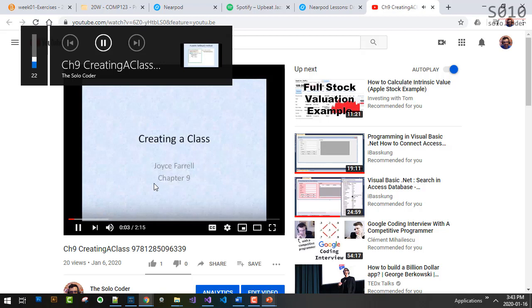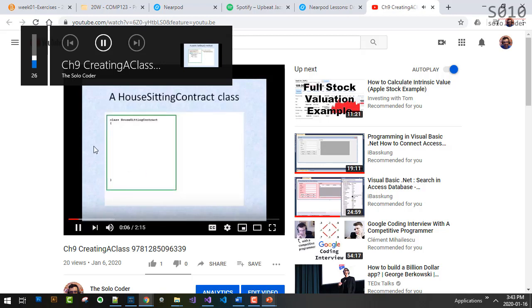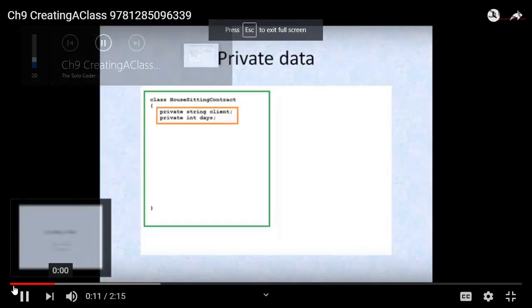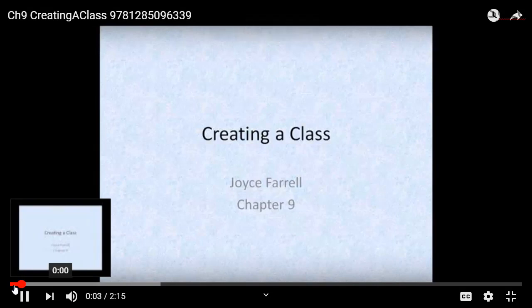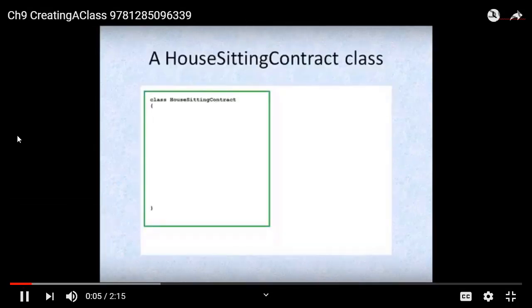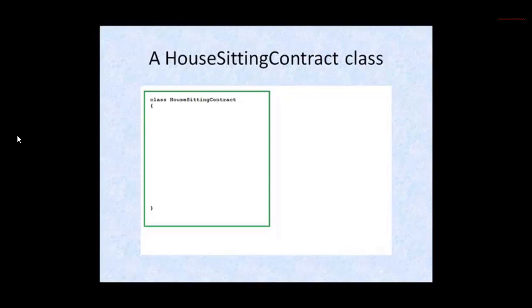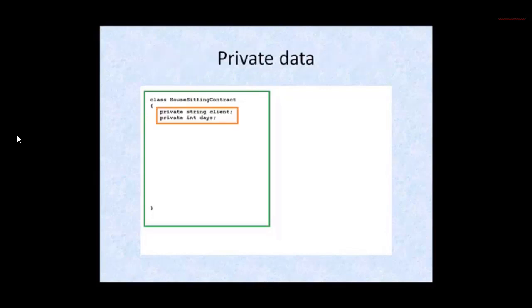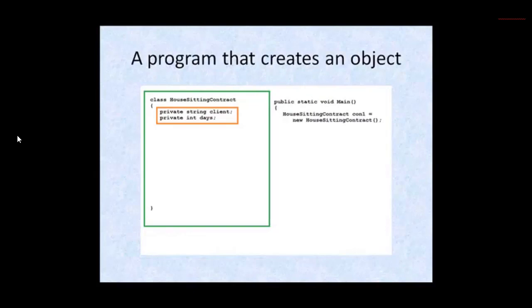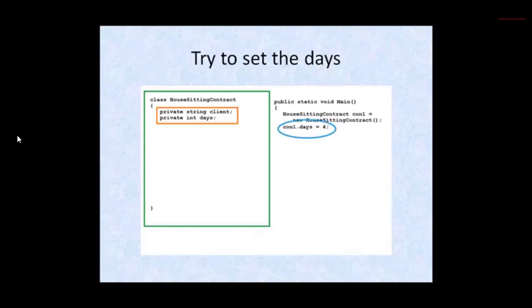Let's look at creating a class. Suppose you run a house-sitting business and you decide to create a house-sitting contract class. You might decide that fields that you need in the class are the client's name and the number of days that the contract extends. Suppose in another class you're writing a main method that declares a house-sitting contract object named con1. You might attempt to set con1 days field to 4.